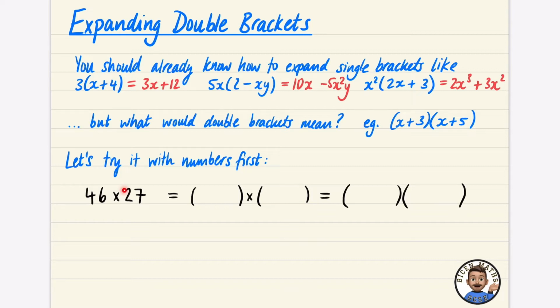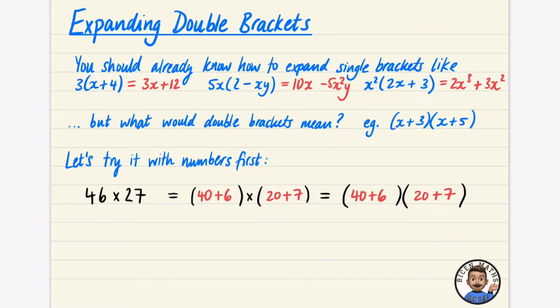So if I was going to do 46 multiplied by 27, I know that I can do the same thing as saying it's a 40 plus a 6 multiplied by a 20 plus a 7, because we know that we can rewrite 46 as 40 plus 6 and 27 as 20 plus 7. This is the same thing as writing it without the multiplication symbol in between, because in algebra we don't really use that symbol. Now, how do we actually do 46 times 27?